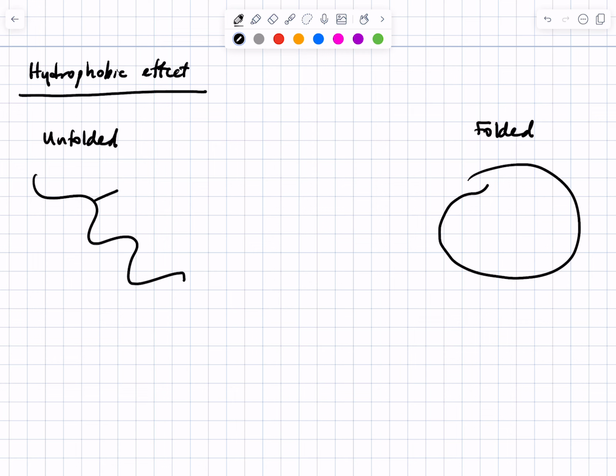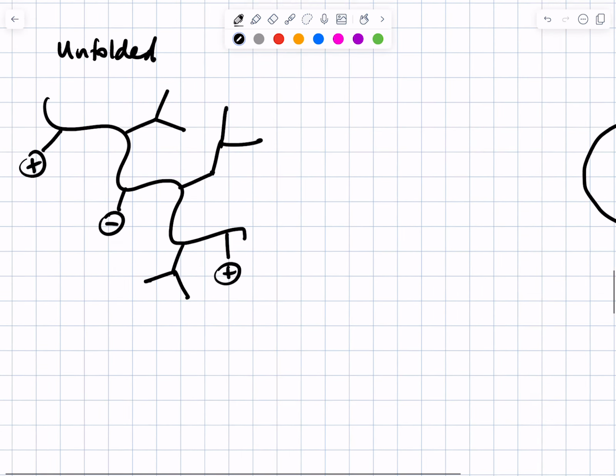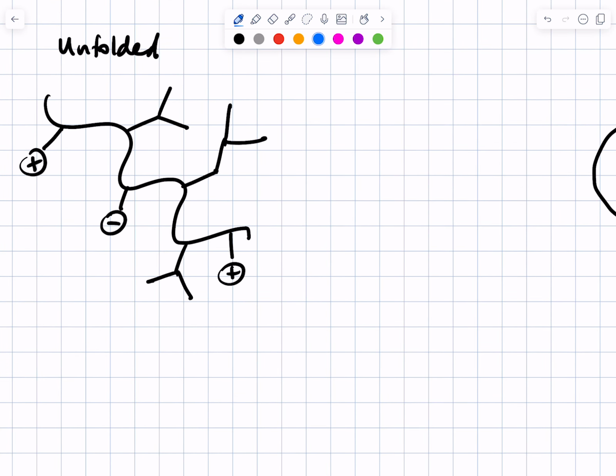In the unfolded protein, we're going to have a few nonpolar side chains, a valine, a leucine, perhaps another valine, and then we'll have some polar side chains, maybe a positively charged one, maybe a negatively charged one. The positive and negative charges do just fine interacting with water, right? The negative end of the water dipole can interact with a positive charge. The positive end of the water dipole can interact with a negative charge, sort of via hydrogen bonding. All of that's okay. Those groups are pretty fine in water.